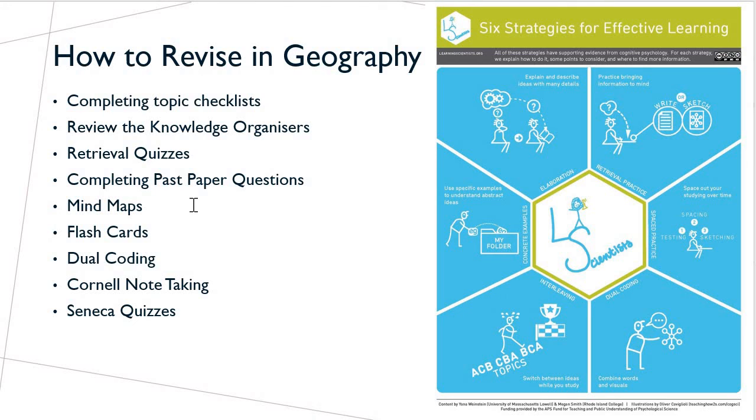Things like mind maps, flashcards, dual coding, so using text and images to learn a concept. That's particularly useful for our landform formations because it's very easy to get those muddled up. So I'd really recommend an approach like that for learning coastal landforms, river landforms, and so on. Cornell note taking and Seneca quizzes as well. So just that quick retrieval, low stakes quizzing, but again, that'll help to identify areas that we maybe need to revisit.